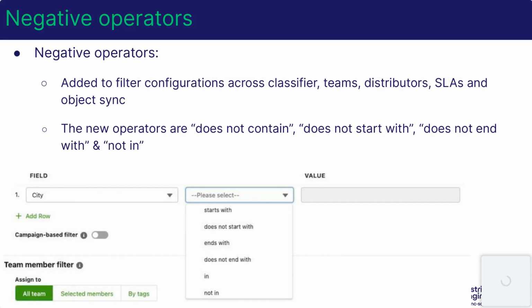So a number of our customers have asked us to look into expanding negative operators for filters like does not contain and not in. So these have currently been restricted for performance reasons, but we've now incorporated these as we acknowledge they allow more refinement when setting up your filter criteria.